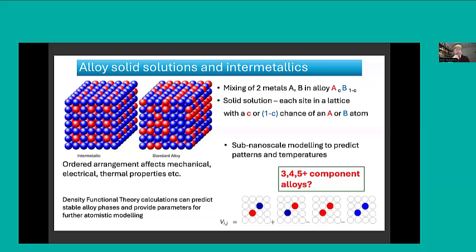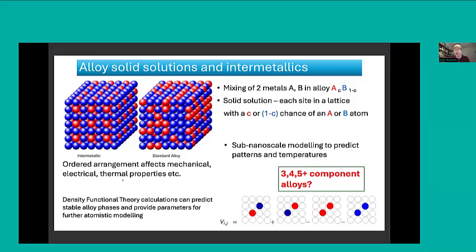So for the sub-nanoscale, we want to develop some modeling that can help discover new phases or understand the stability of phases and so forth. Density functional theory is obviously a very widely used technique for this sort of modeling at this length scale, and is a very good approach for predicting stable alloy phases. The way it calculates energies, you can see which is the lowest energy, which phase is most stable at high temperatures and at low temperatures. And then by analyzing those energies, you can extract out parameters for further atomistic modeling.